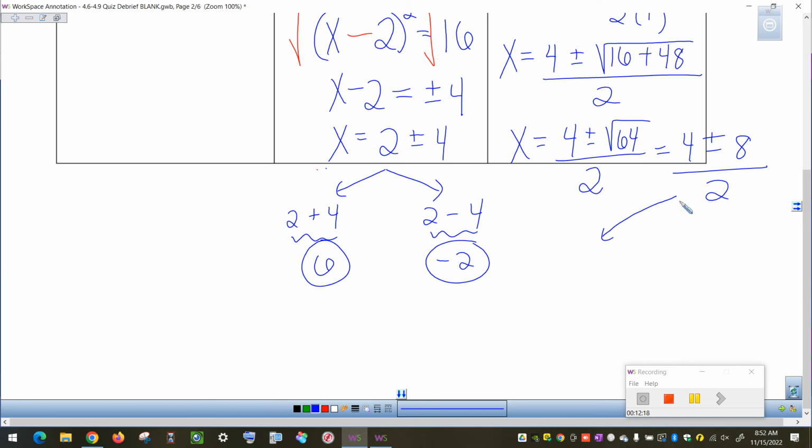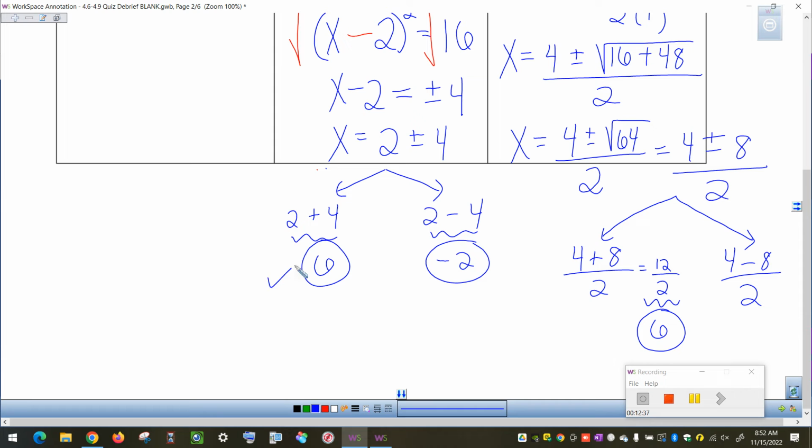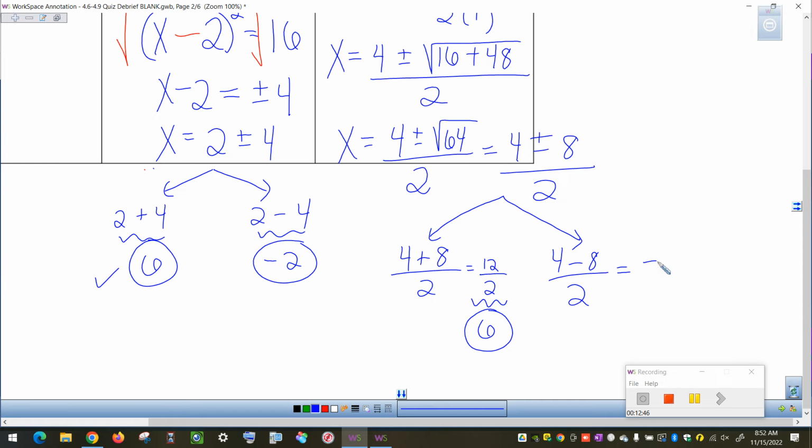We can split this up here at any time. We can split apart that plus or minus. So one possibility is to do 4 plus 8 divided by 2. On the other side over here, it's 4 minus 8 divided by 2. Well, for the first possibility, 12 divided by 2 is 6. So that's the same as the first answer we got, or the other method. 4 minus 8 is negative 4. And negative 4 divided by 2 is negative 2. So 3 different methods. Our work looks different, but we got the same answers of positive 6 and negative 2 the whole time.